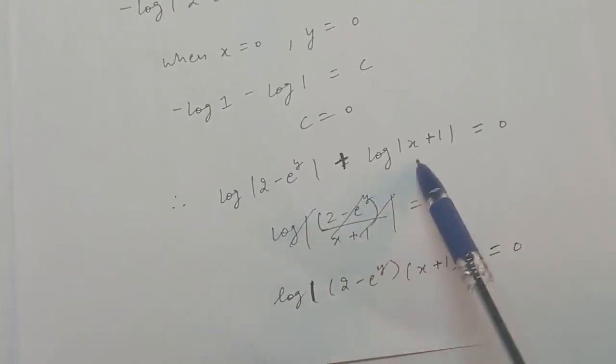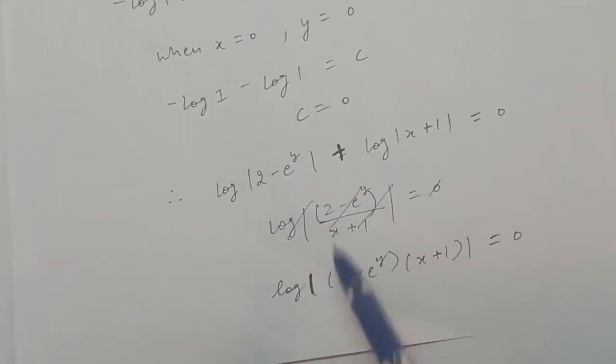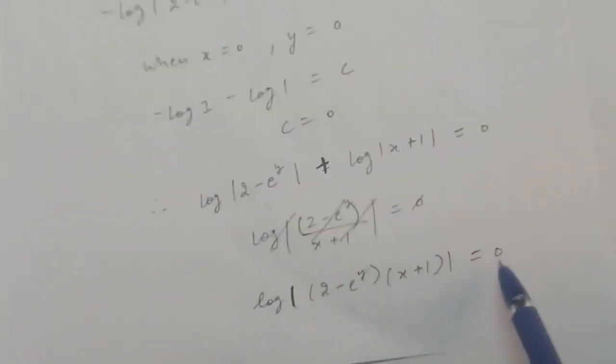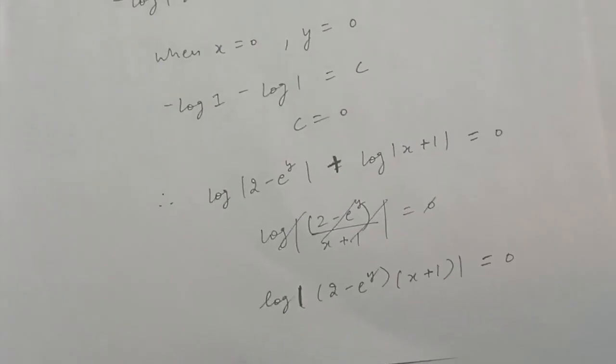Now log m plus log n is log m into n. So log m into n is equal to 0. This will be the answer.